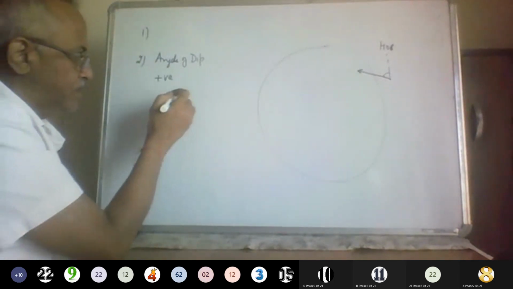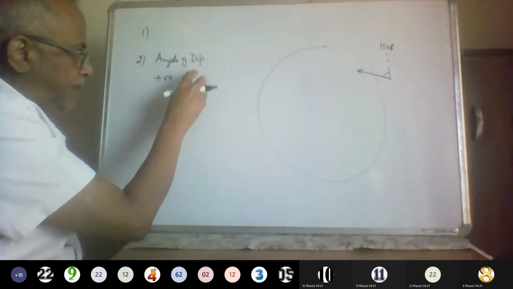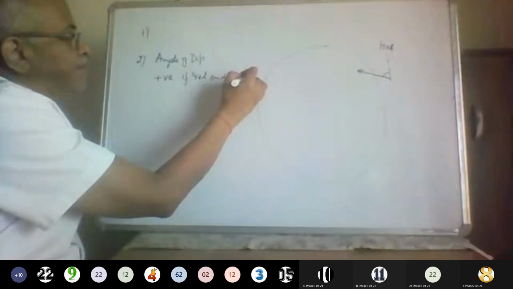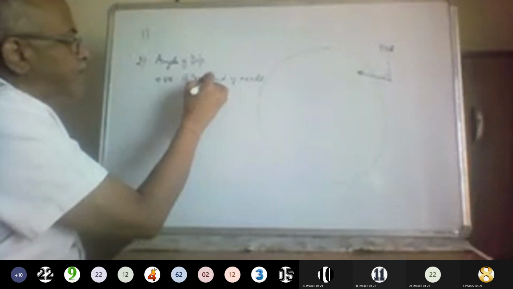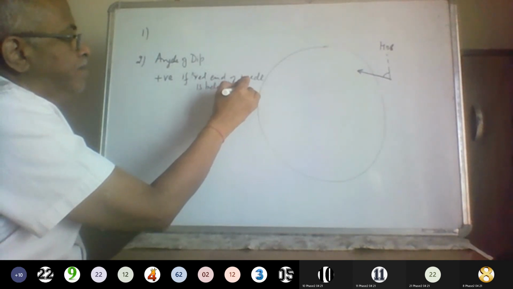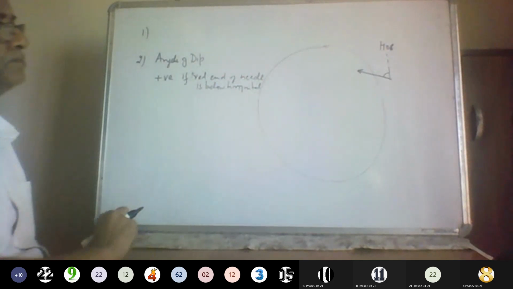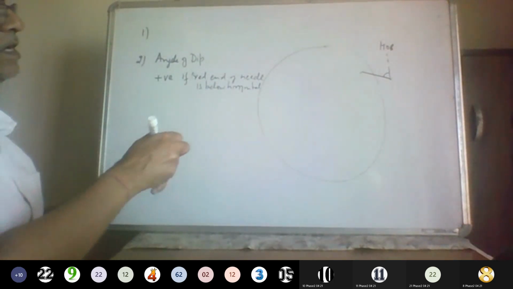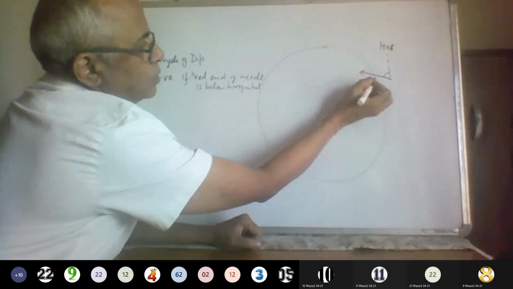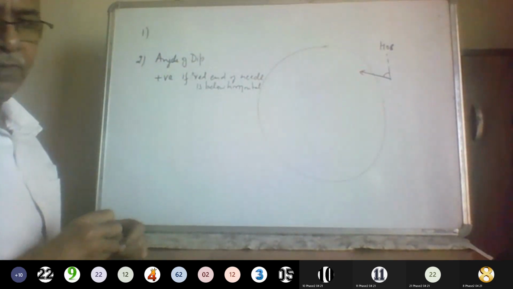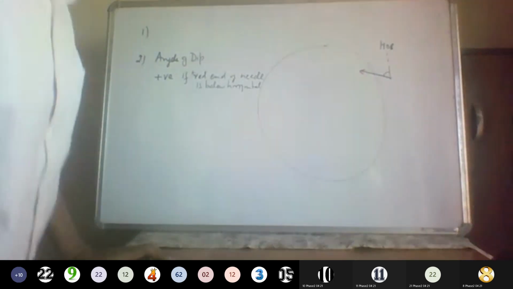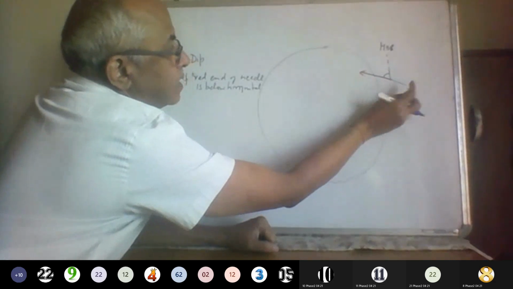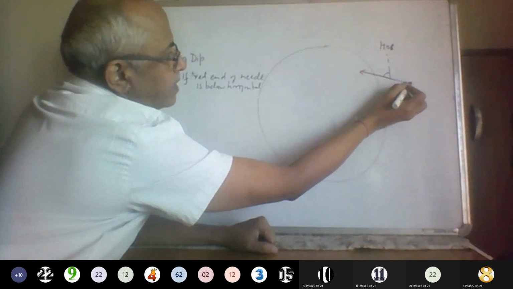So angle of dip will be called positive if the red end of the needle is below horizontal. If we look at this magnetic compass needle, it is the north end of the needle which is pointing towards this, so here the red end of the needle is below horizontal, correct? And the other end of the needle will be like this. This is the blue end. Blue end means south end.